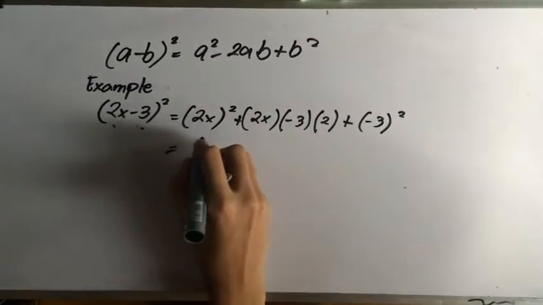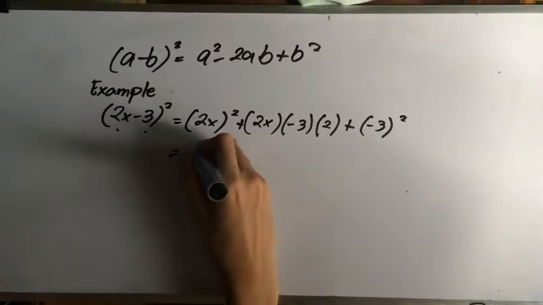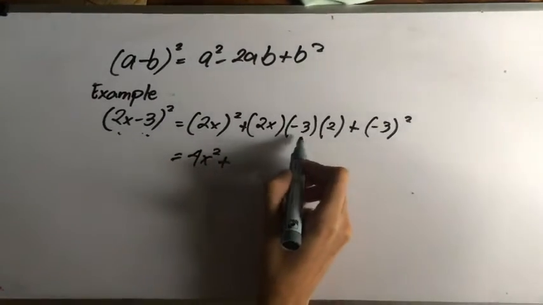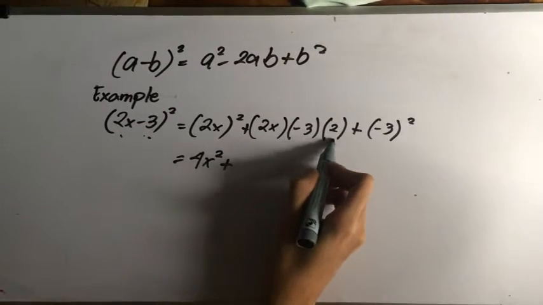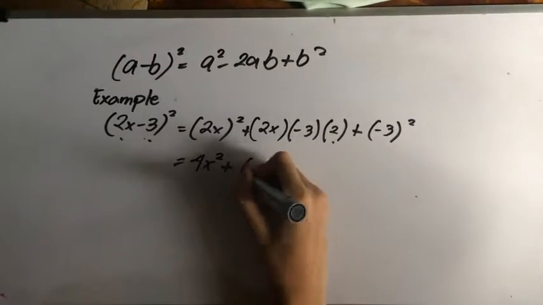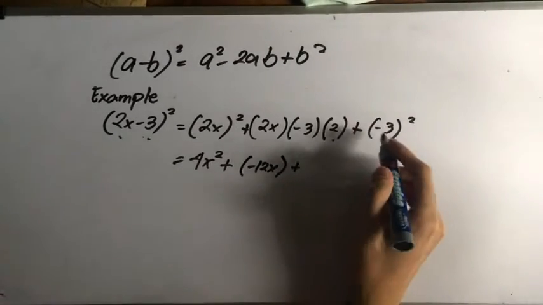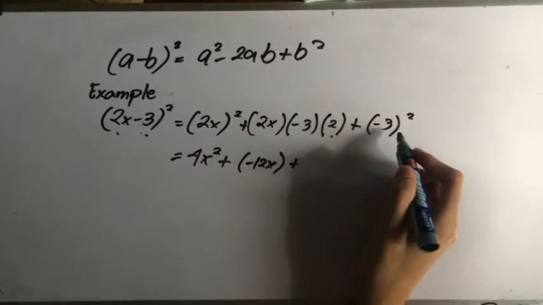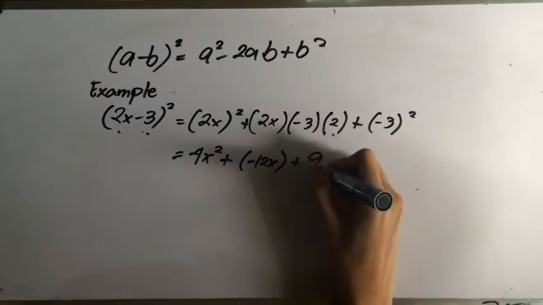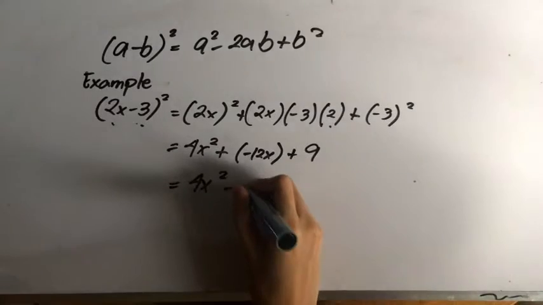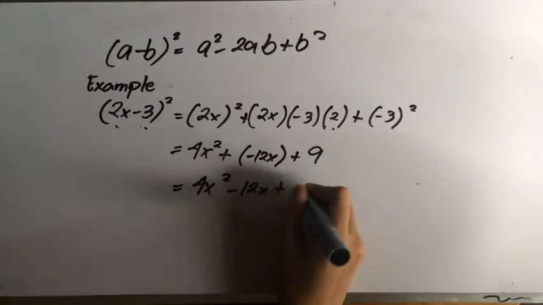So simplify, 2x times 2x is equal to 4x squared, plus 2x times negative 3, negative 6x, times 2, negative 12x. Plus negative 3 times negative 3, is equal to 9. So the answer is 4x squared minus 12x plus 9.